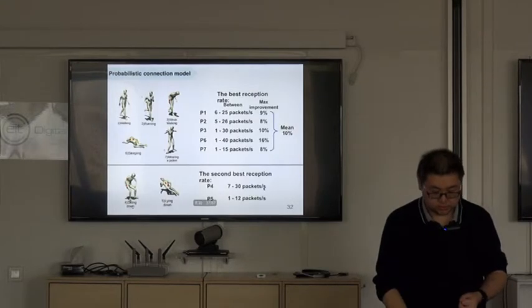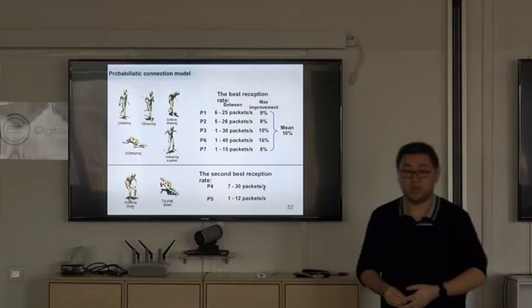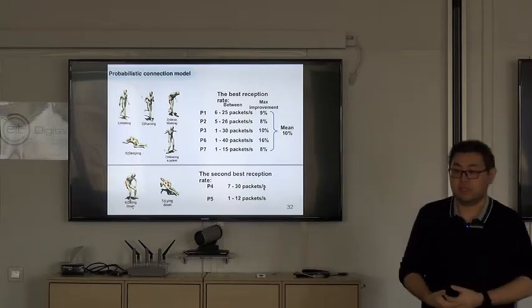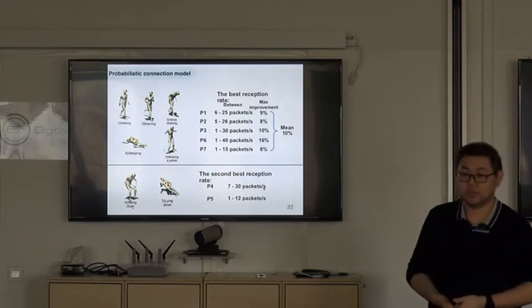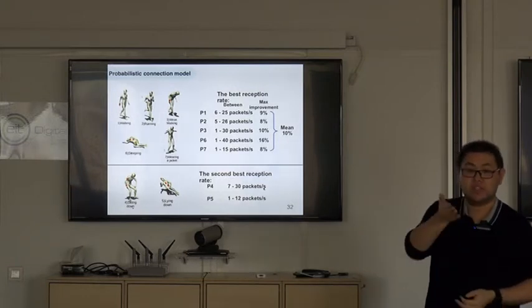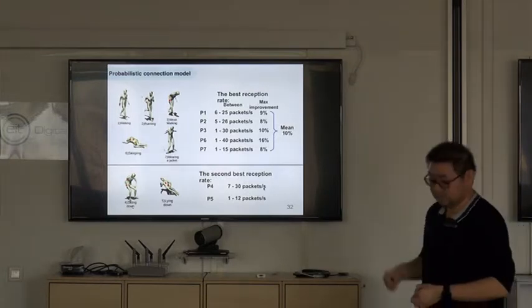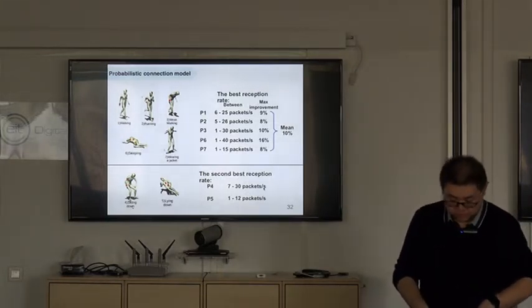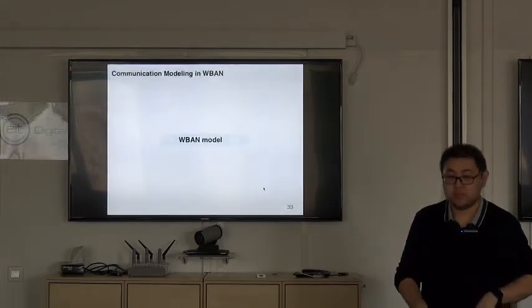And here is a little summary of our results. This part is an application of the probabilistic connection model. As you said, there are a lot of other parameters we don't consider in this kind of modeling. So the next step is to model the whole behaviors of a WBAN communication.